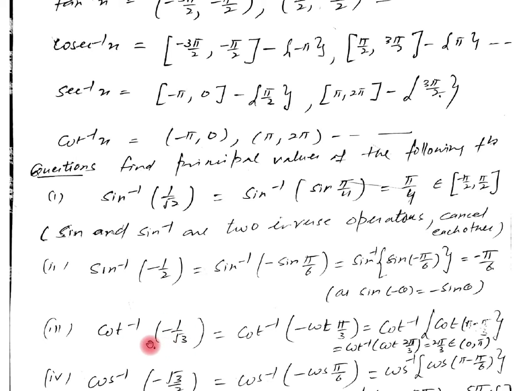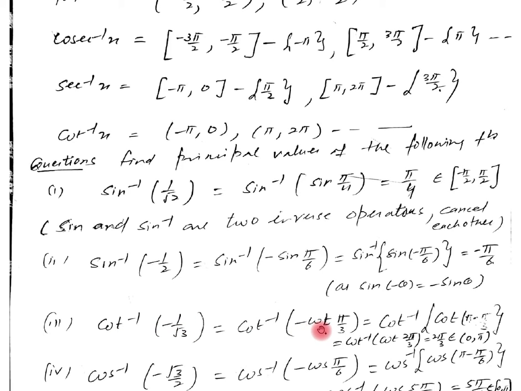Now here the range of cot inverse is the open interval 0 to pi. This cot inverse minus 1 by under root 3 can be written as minus cot pi by 3. Now which interval does it lie in? The range is 0 to pi, but this value is negative. In the first quadrant cot is positive, but in the second quadrant cot is negative. So we can change the quadrant here.